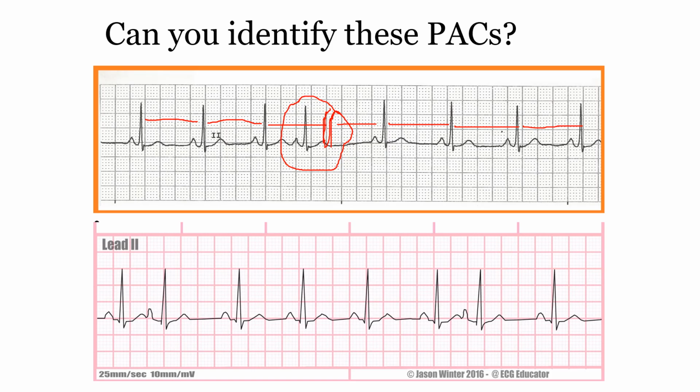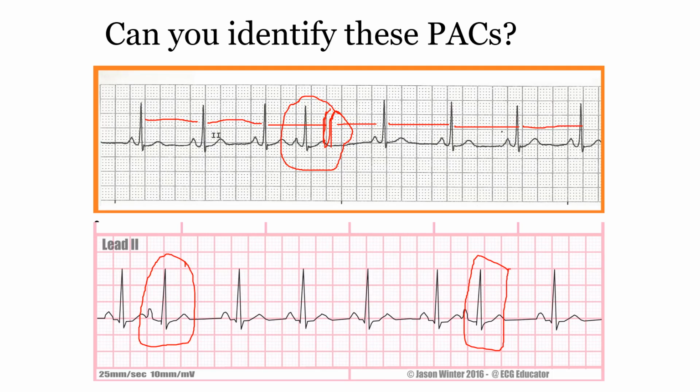So let's look at the bottom one. Can you identify a pattern, and can you identify that there are 2 in the bottom strip that are actually premature? So which of the complexes occur prematurely? In the bottom strip, we have complex number 2, and then we also have this complex down here, okay?